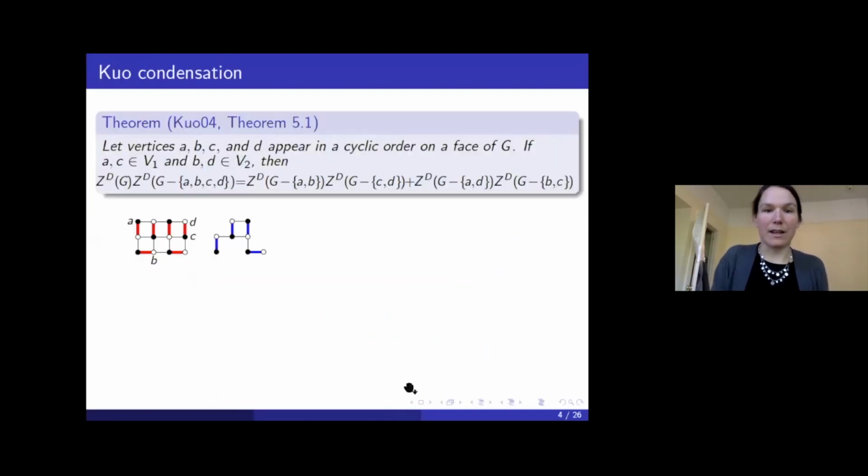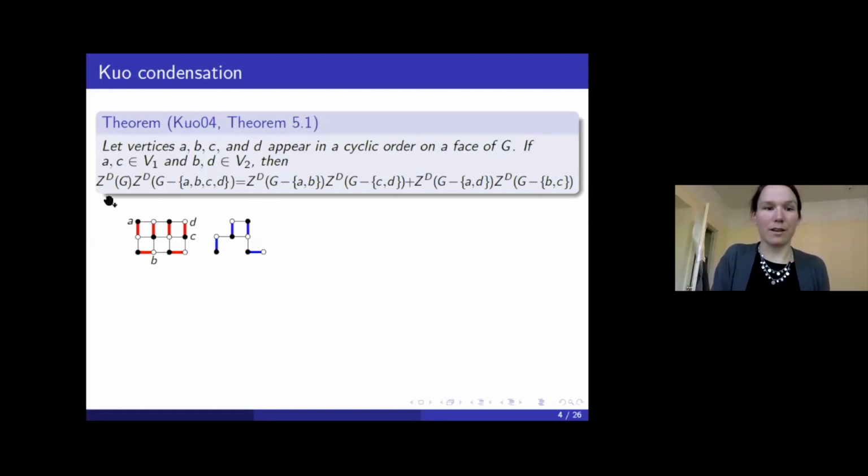And so in 2004, Eric Kuo proved that the generating function for perfect matchings of a graph, which we'll denote Z_D(G), satisfies this nice recurrence. So what he showed is that if we have four vertices A, B, C, and D that appear in cyclic order on a face of the graph, and where A and C are both black and B and D are both white, then the following recursion holds.